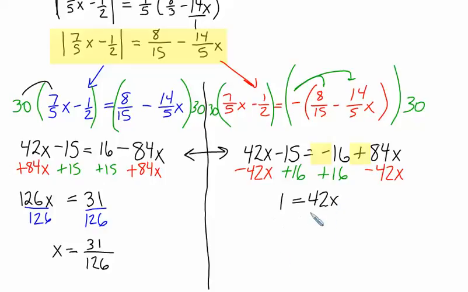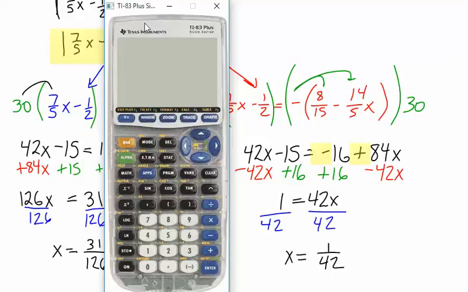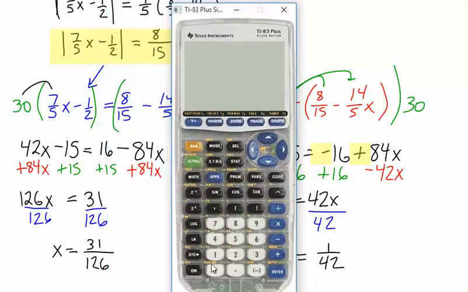We need to get the x by itself, so we'll divide both sides by 42. And it looks like x is 1 over 42. And that can't be simplified because the numerator is already as simplified as it can be. Now we said we wanted to check on the left here and see if 31 over 126 is simplified. So 31 divided by 126, math, convert it to fraction. It's simplified. But here's the thing.